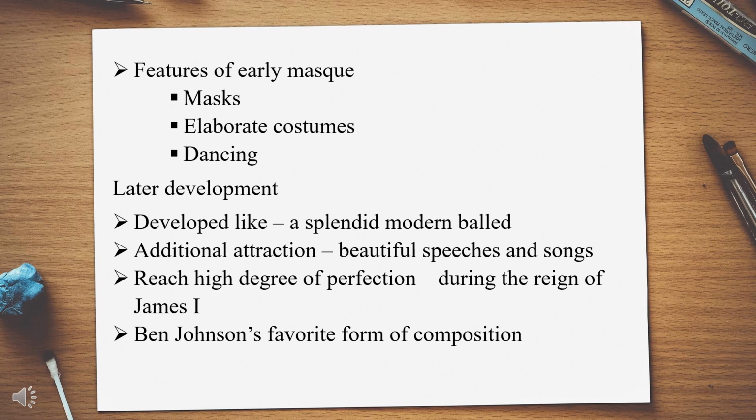The features of early masque are masks. The people will be in disguised form. They will be wearing masks, they will be having elaborate costumes, and they will be dancing. In the later development, you can see it developed like a splendid modern ballad. You all know what a ballad is. A ballad is a short story in verse. The additional attraction for this masque is the beautiful speeches and the songs added to it. And it reached a high degree of perfection during the reign of James I.